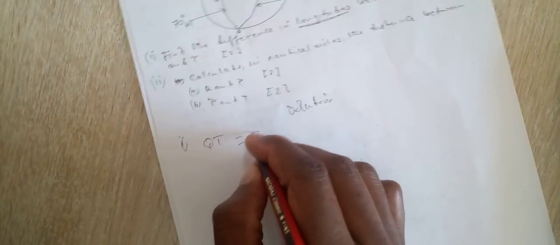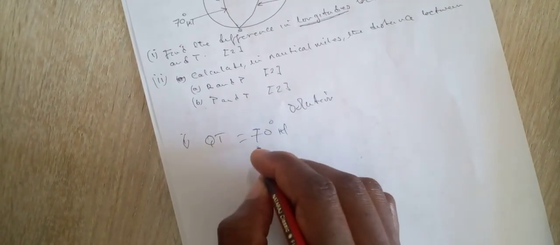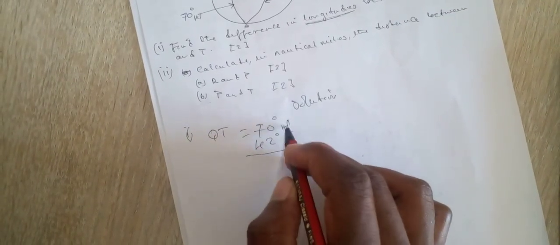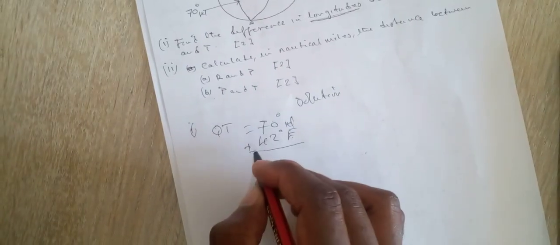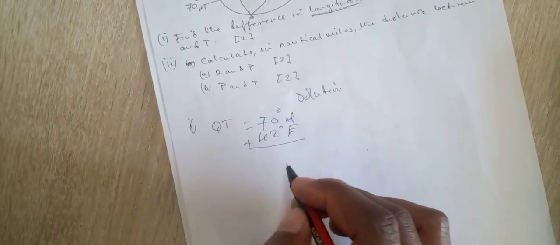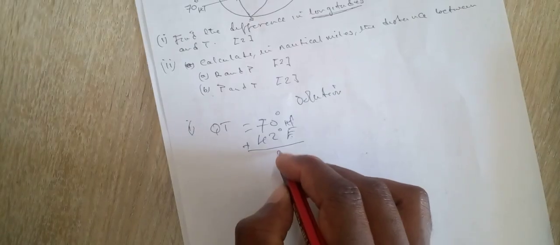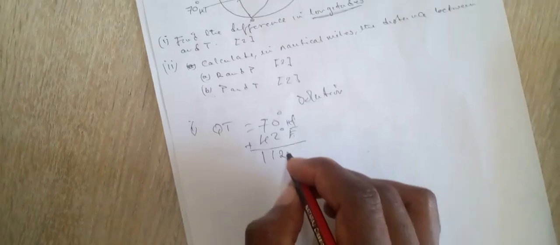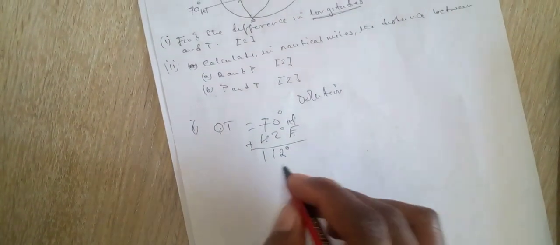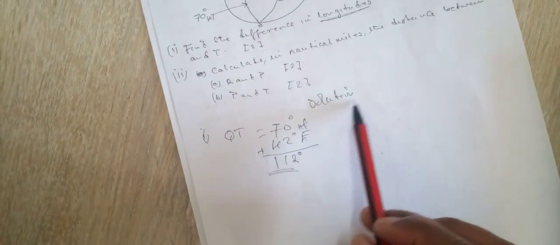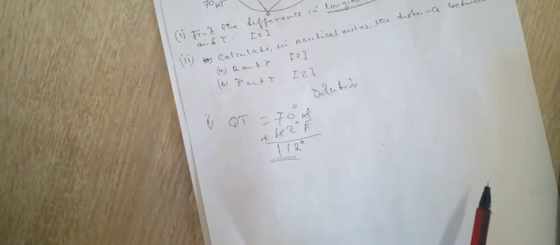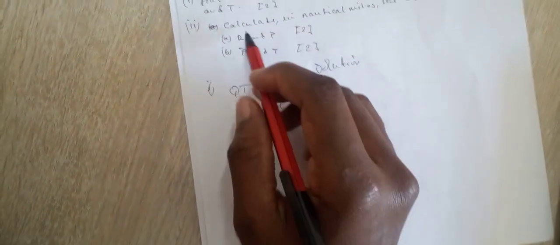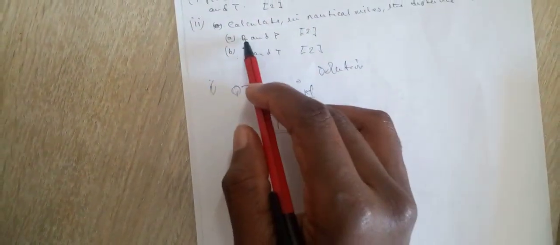So in this case, we have 70 degrees west and 42 degrees east. Now you can see that these are different, the west and east. So because they are different, we add the 2. Which gives us 70 plus 42, which is 112 degrees. So we have found the difference between the 2 points, which is 112, and you are done. You see, that is how easy it is. So we move on to the next one, which is calculate in nautical miles the distance between R and P.